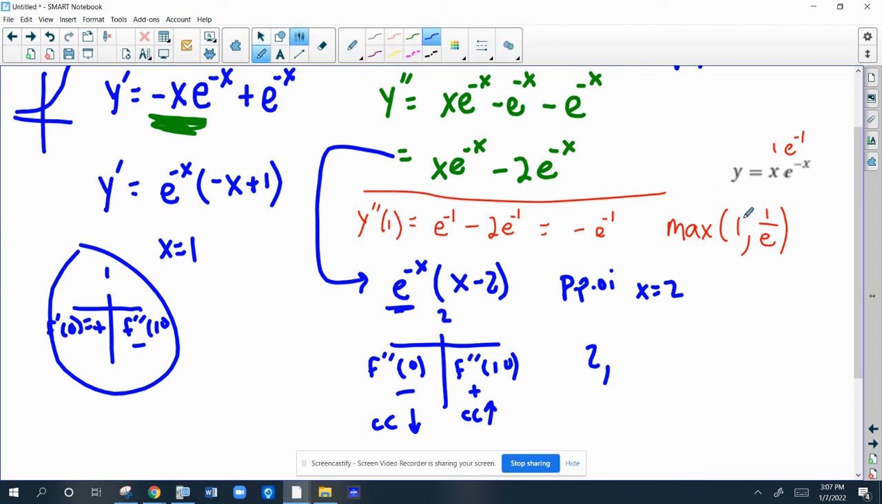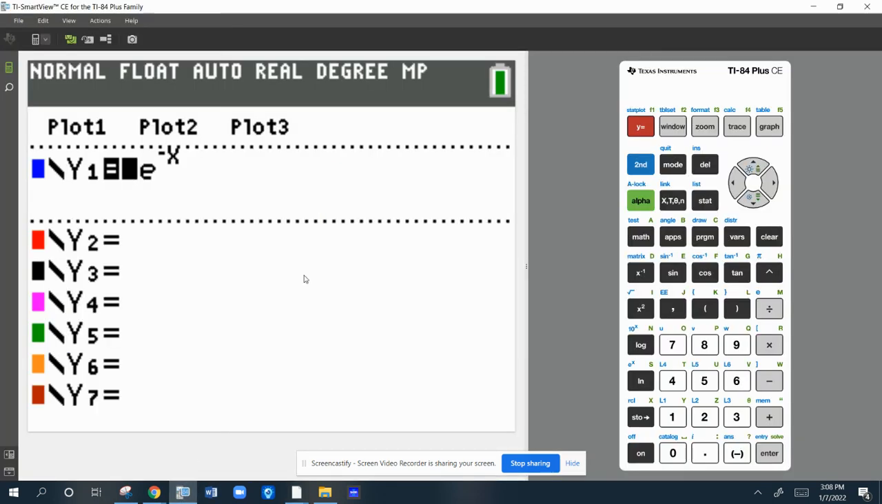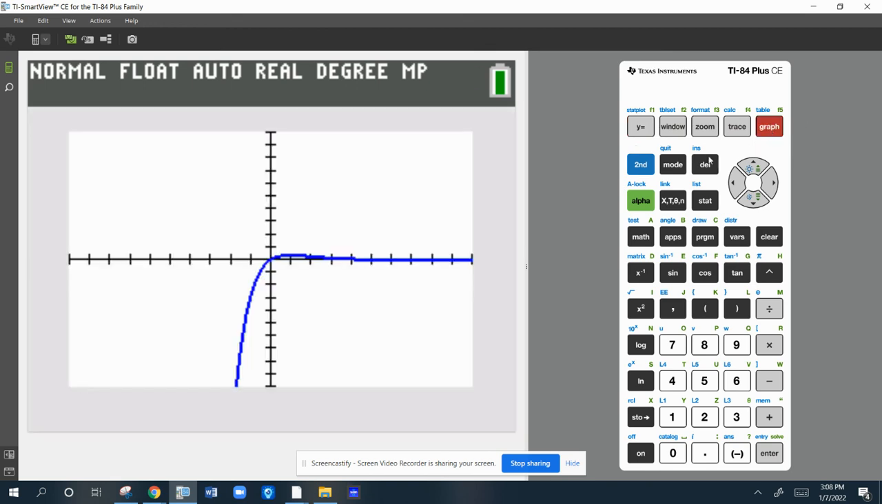And we just have to plug in 2 to find the y-coordinate. Remember, plug 2 into the original function. That would be 2 times e to the negative 2. Since e to the negative 2 is 1 over e to the positive 2, this is our point of inflection. So hopefully those are right. Hopefully is a good word. Just graph the original function and see if it makes sense.